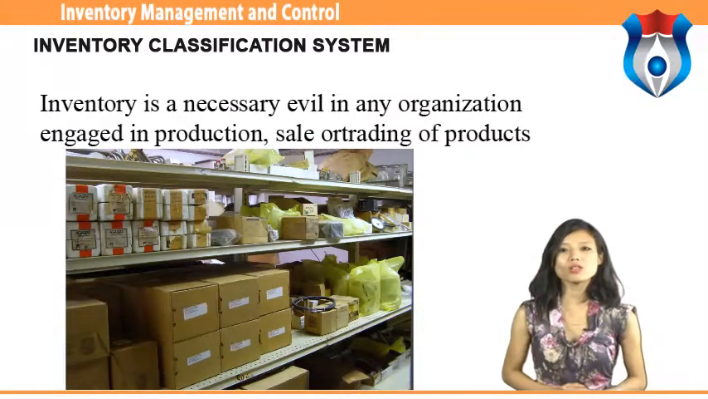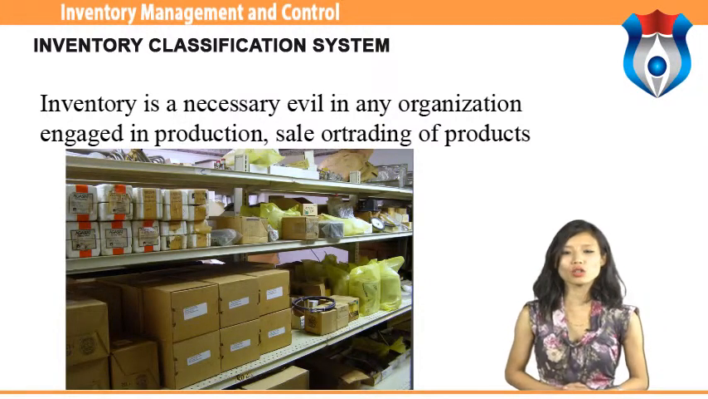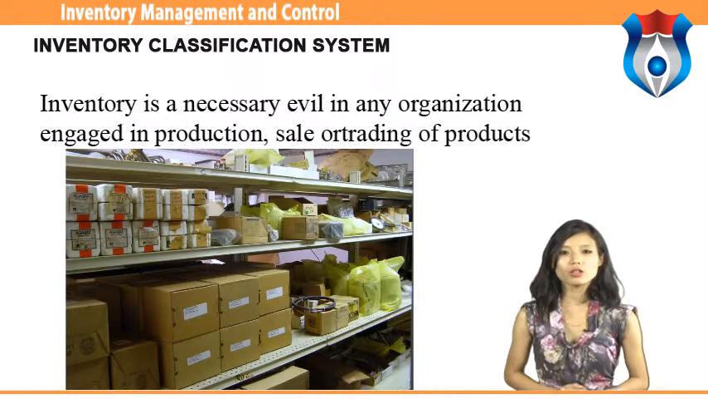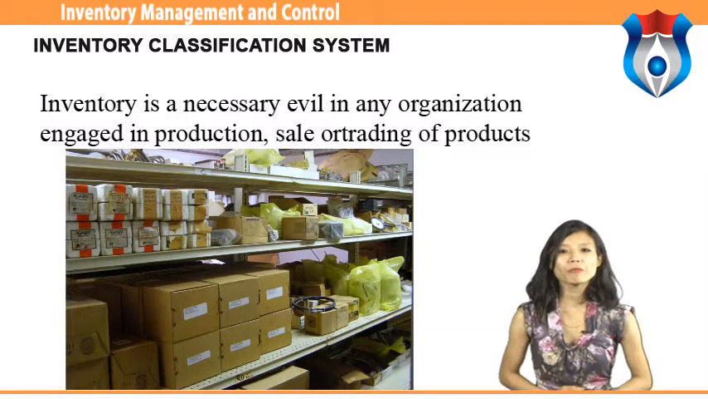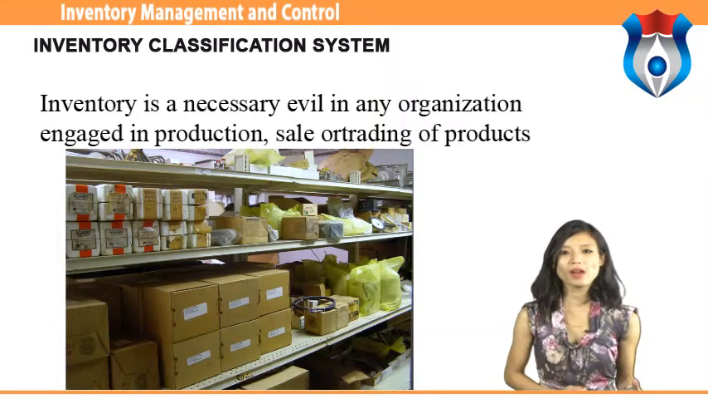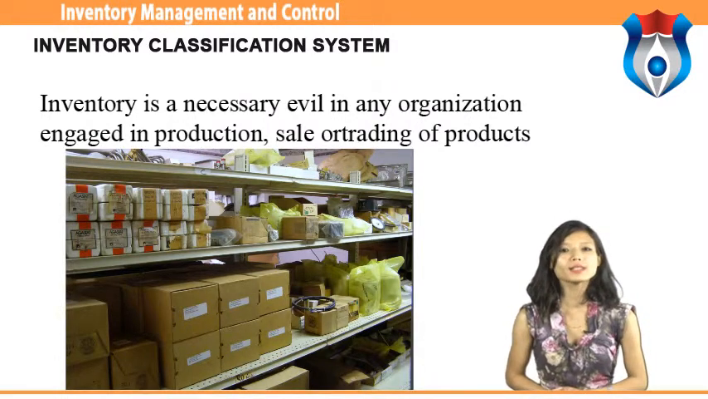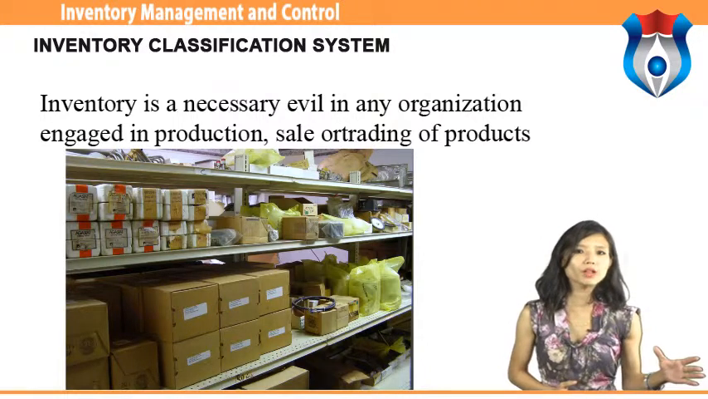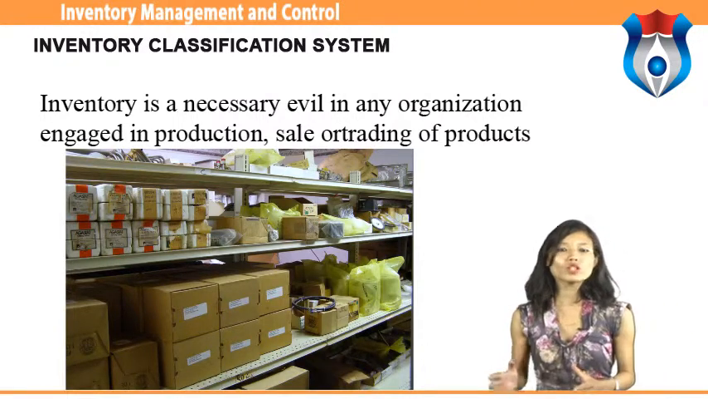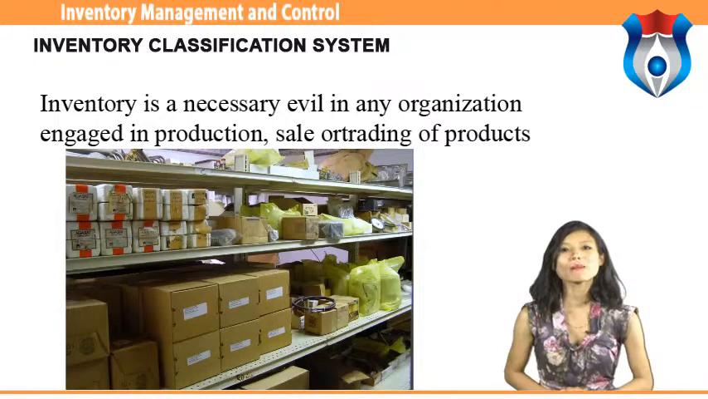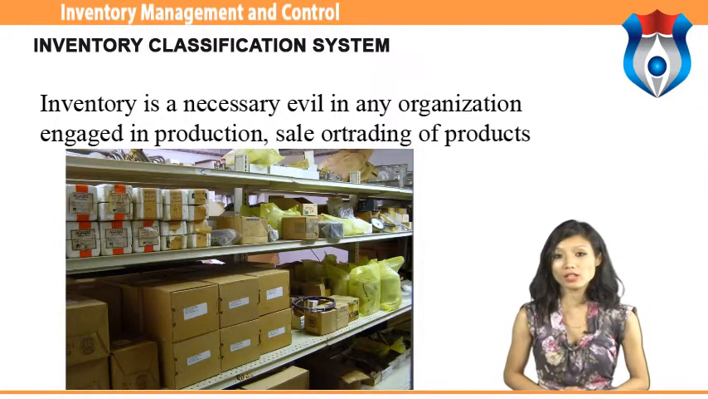Inventory is a necessary evil in any organization engaged in production, sale or trading of products. Inventory is held in various forms including raw materials, semi-finished goods, finished goods and spares. Every unit of inventory has an economic value and is considered an asset of the organization irrespective of where the inventory is located or in which form it is available. Even scrap has residual economic value attached to it.